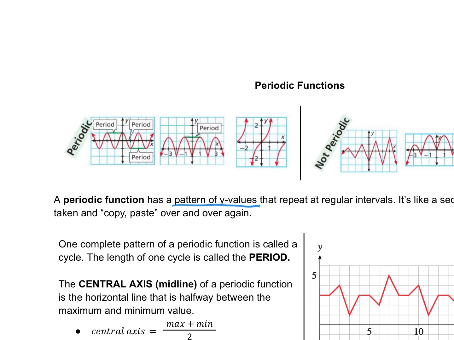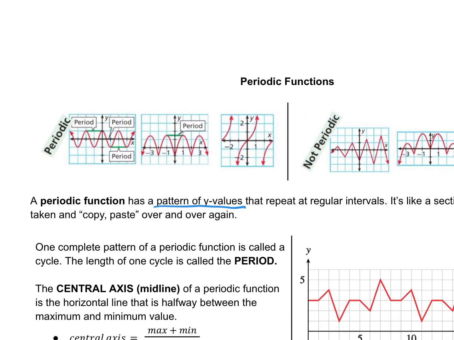So if we zoom in here to these three examples, you can say this portion here is cut and paste over and over and over again in both directions. In the next one, you have this little hill that is copy paste. In the next one, you have this squiggle that would be going on in both directions.